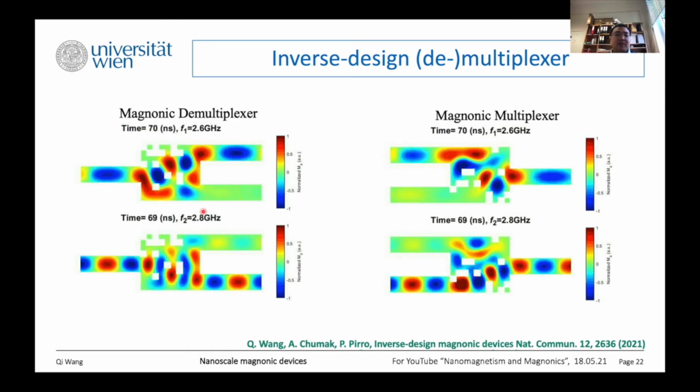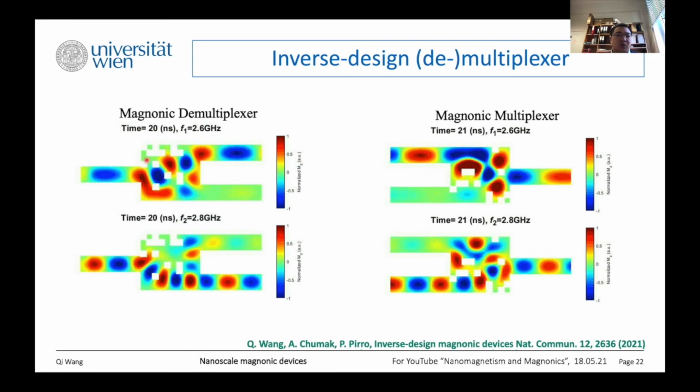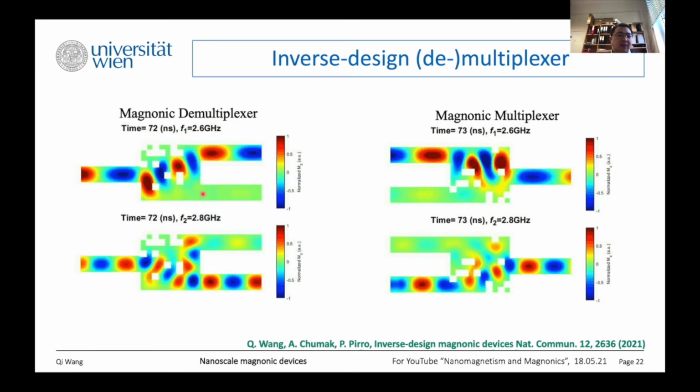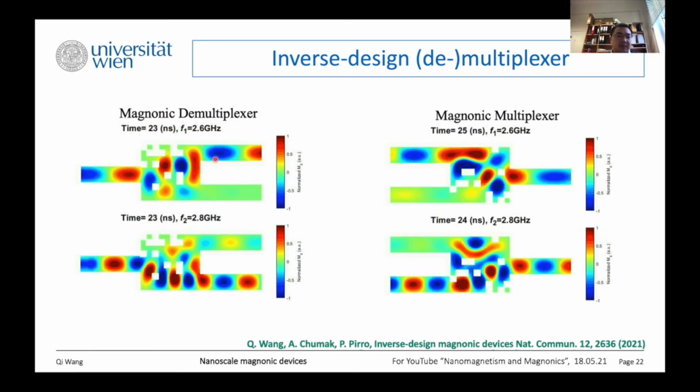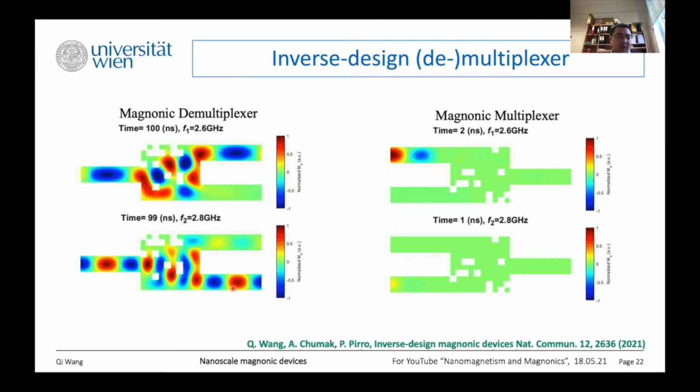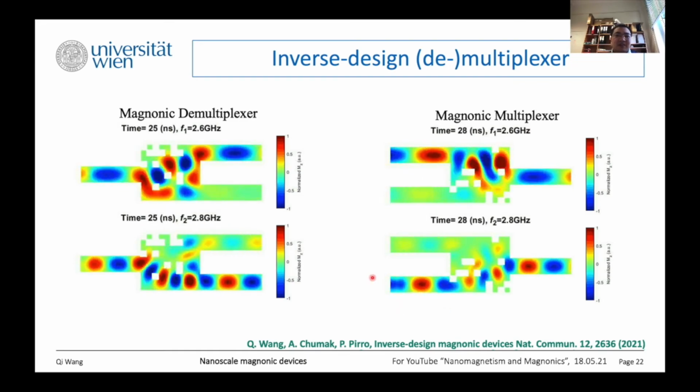The physics is simple. The computer designed a very complex structure, and you see for 2.6 gigahertz, here is destructive interference, and here is constructive interference. Again, for 2.8 gigahertz, here is destructive interference, and here is constructive interference. So the physics is just interference of the waves.